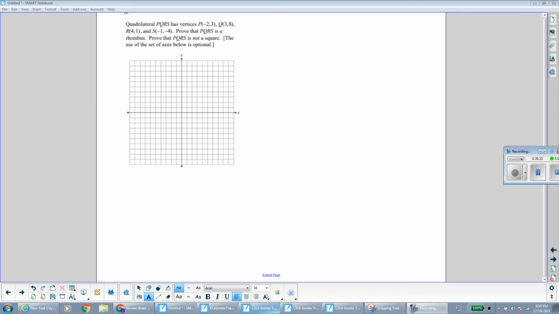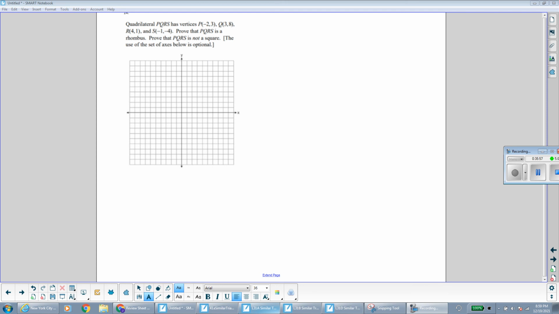You can show that one pair of opposite sides is both parallel and congruent using both the slope formula and the distance formula for only one pair of sides. That's 2 sides in total. Or you can take the diagonals, find the midpoint of the diagonals, and show that the midpoint is the same for each of the 2 diagonals. And that will tell you that the diagonals bisect each other. So the choice is yours.